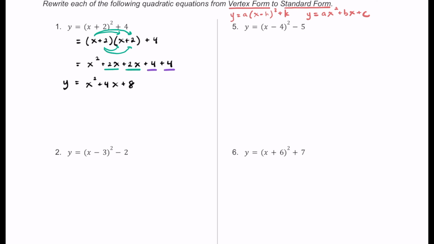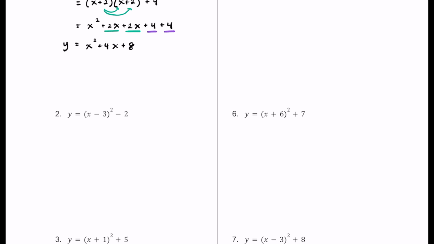For number two, we have y is equal to the quantity of x minus 3 squared minus 2. So what I'm going to do first is expand this binomial that is squared and just write the quantity of x minus 3 times the quantity of x minus 3. And then we're going to take away 2 afterwards. Then again, we're going to multiply x times x, then x times negative 3, negative 3 times x, and negative 3 times negative 3. If we do so, then we're going to get x squared in the beginning.